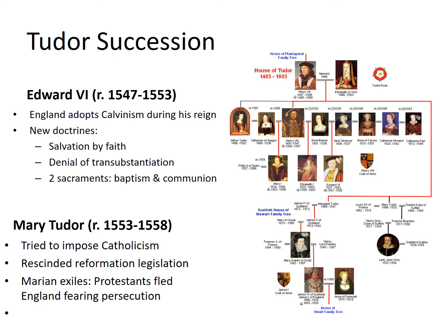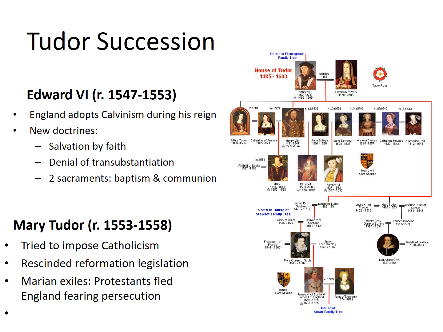Like I said before, eventually Henry will finally get his son with his third marriage. Edward VI will be his heir. He will reign from 1547 to 1553. During his reign, he was very young and sickly. He had a regent council that tried to push their own Calvinist agenda while he was king. So England does adopt some Calvinism during his reign.